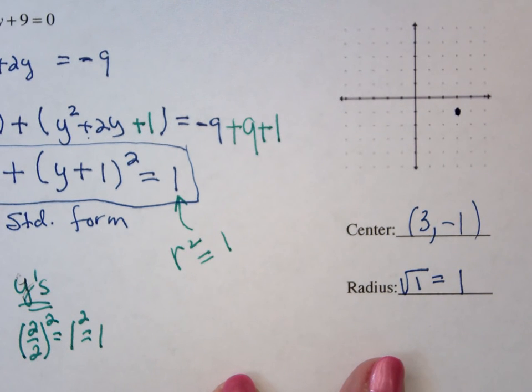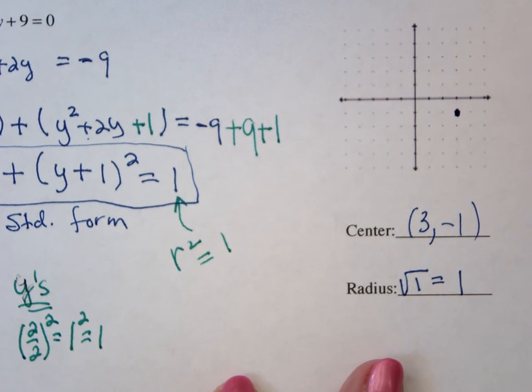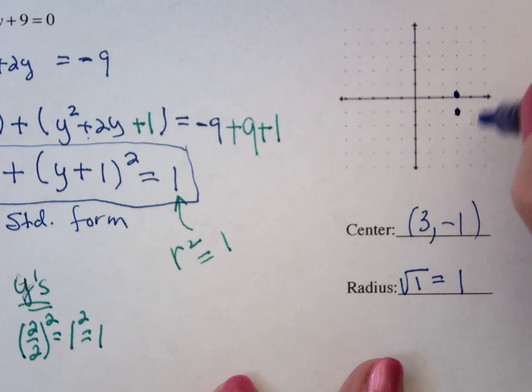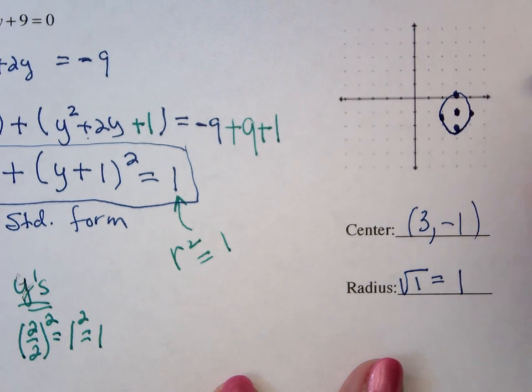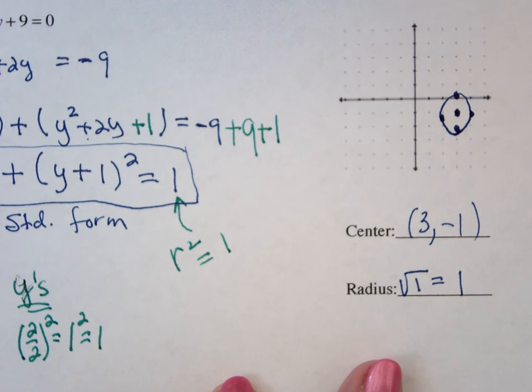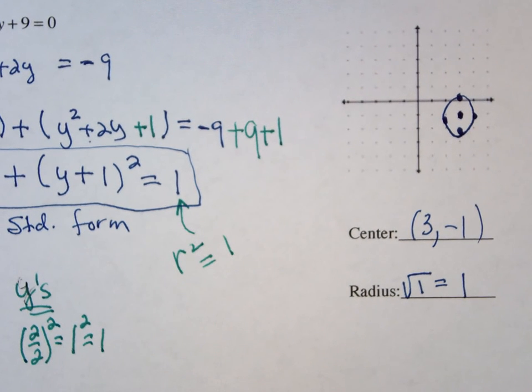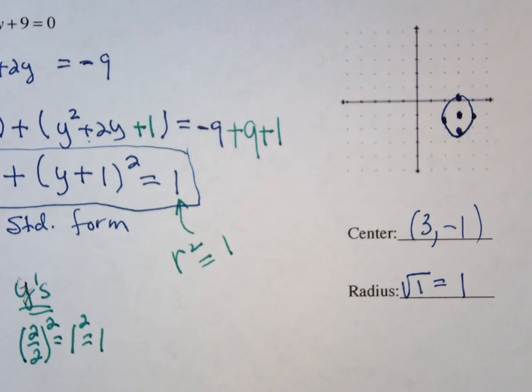Now from 3, negative 1, how am I going to move? 1 unit up, 1 unit down, 1 unit left, 1 unit right. And there he is. An itty bitty little baby circle. Cool. Woohoo.